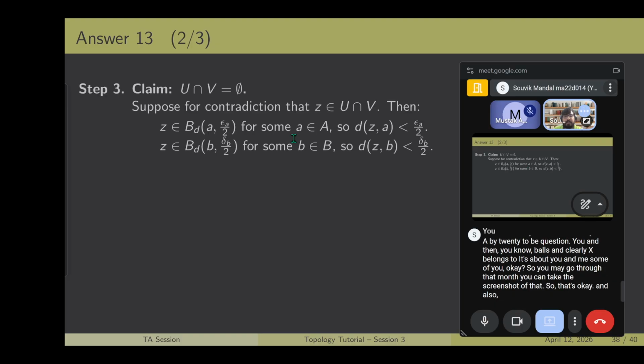And also U intersection V is empty, because if U intersection V is not empty, suppose z belongs to U intersection V. Then z belongs to B_d(a, epsilon_a by 2) for some a belongs to A, and z belongs to B_d(b, epsilon_b by 2) for some b belongs to B. Then the rest of the argument works. So that's the argument. There is nothing much to explain more.